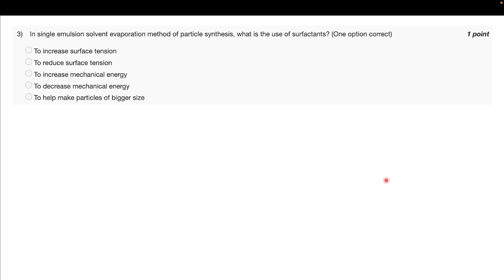The next is, in single emulsion solvent evaporation method of particle synthesis, what is the use of surfactants? We have to choose one correct option. So why do we use surfactants? Is it to increase surface tension? Is it to reduce surface tension? To increase mechanical energy or decrease it? Or to help make particles of bigger size? So what is the use of surfactants in single emulsion method? If anybody knows the answer, please let me know.